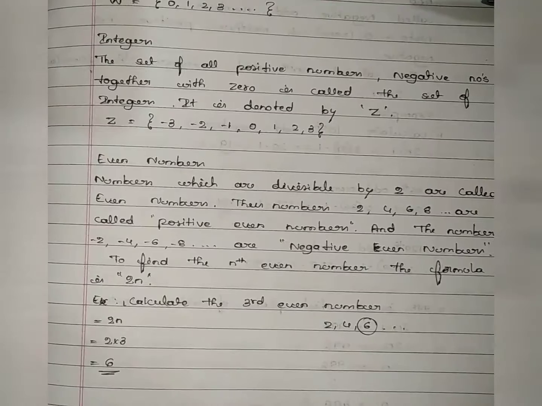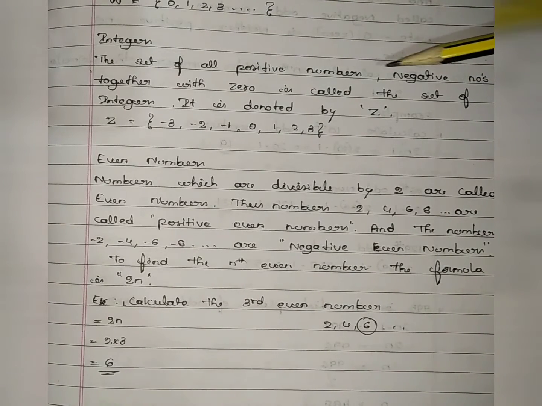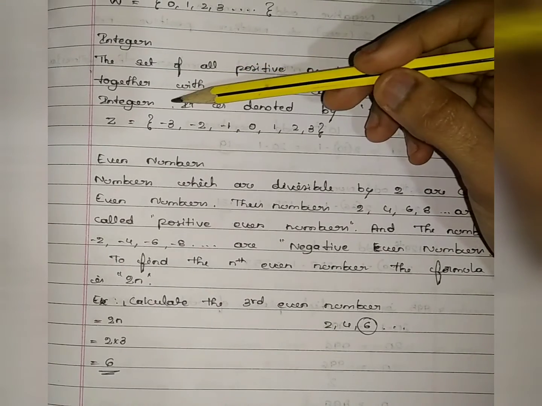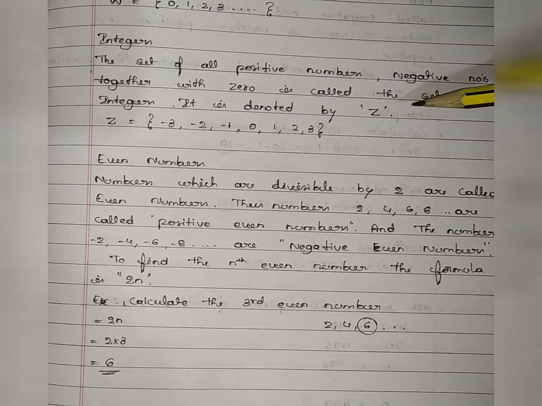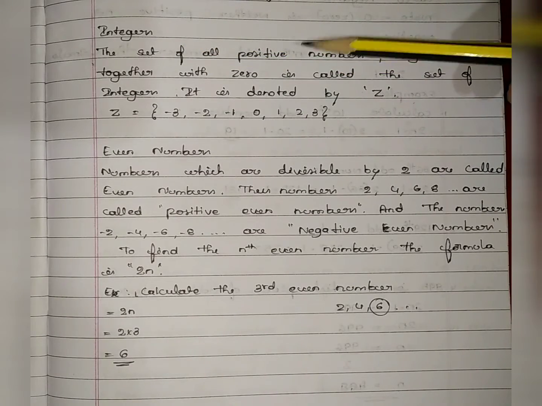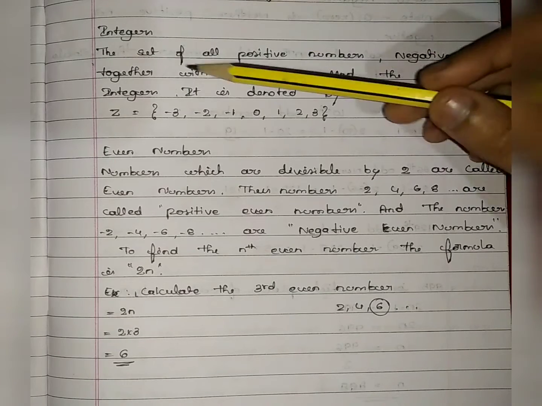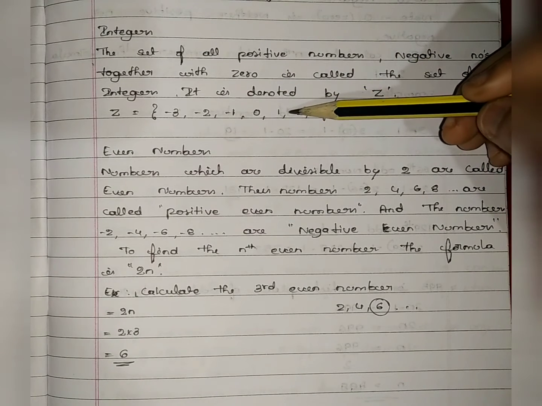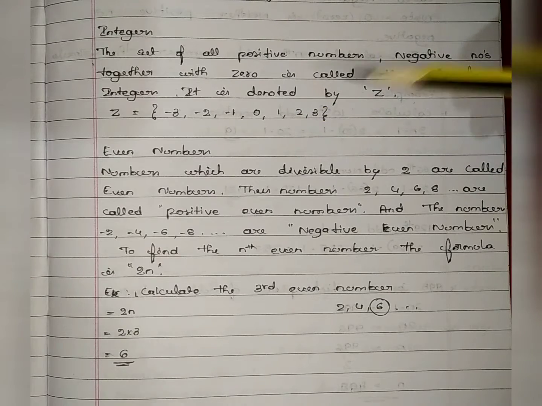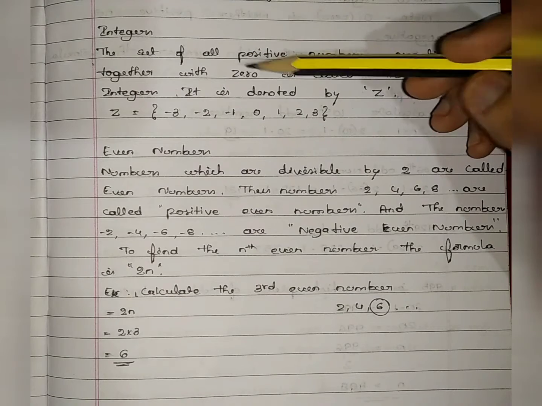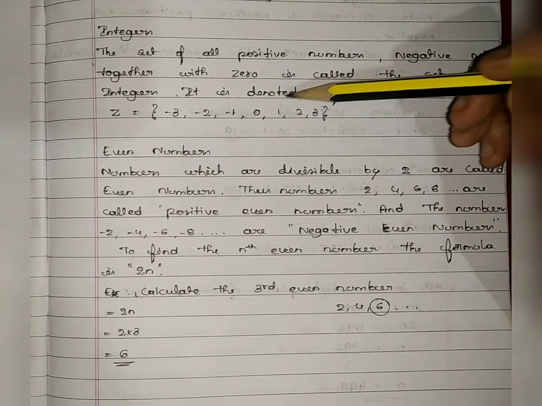Integers. The set of all positive numbers and negative numbers together with 0 is called the set of integers. It is denoted by capital letter Z. Positive numbers are 1, 2, 3, and then negative numbers are minus 1, minus 2, minus 3. Then 0 is also included in it.